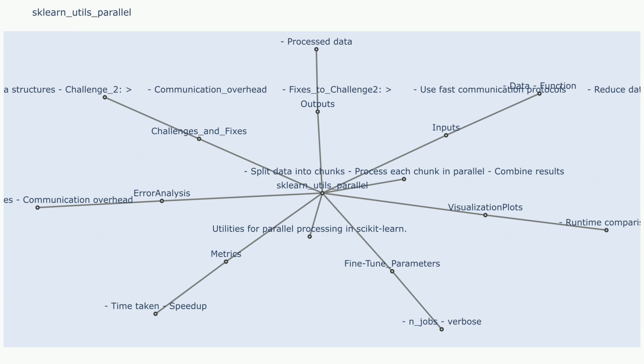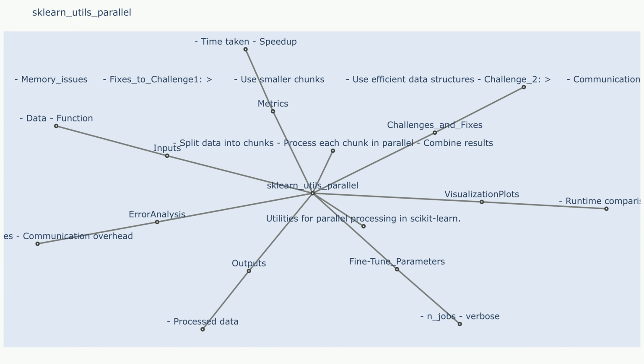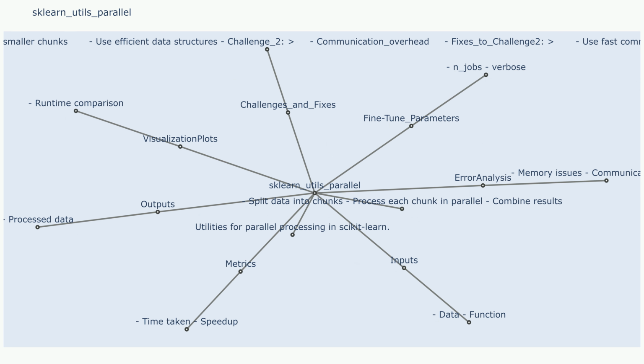Uncertainty methods. Parallelization typically focuses on efficiency rather than uncertainty estimation. The underlying algorithms used within the parallelized tasks might have their own uncertainty methods. Challenges and fixes. Challenge 1: overheads associated with parallel execution.